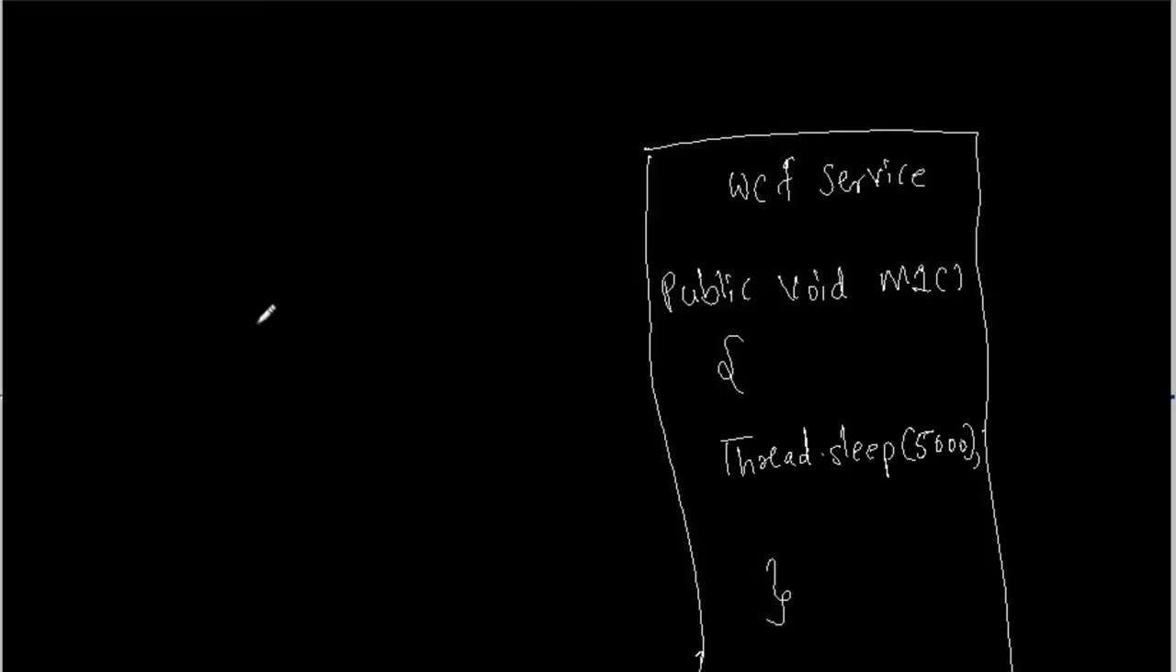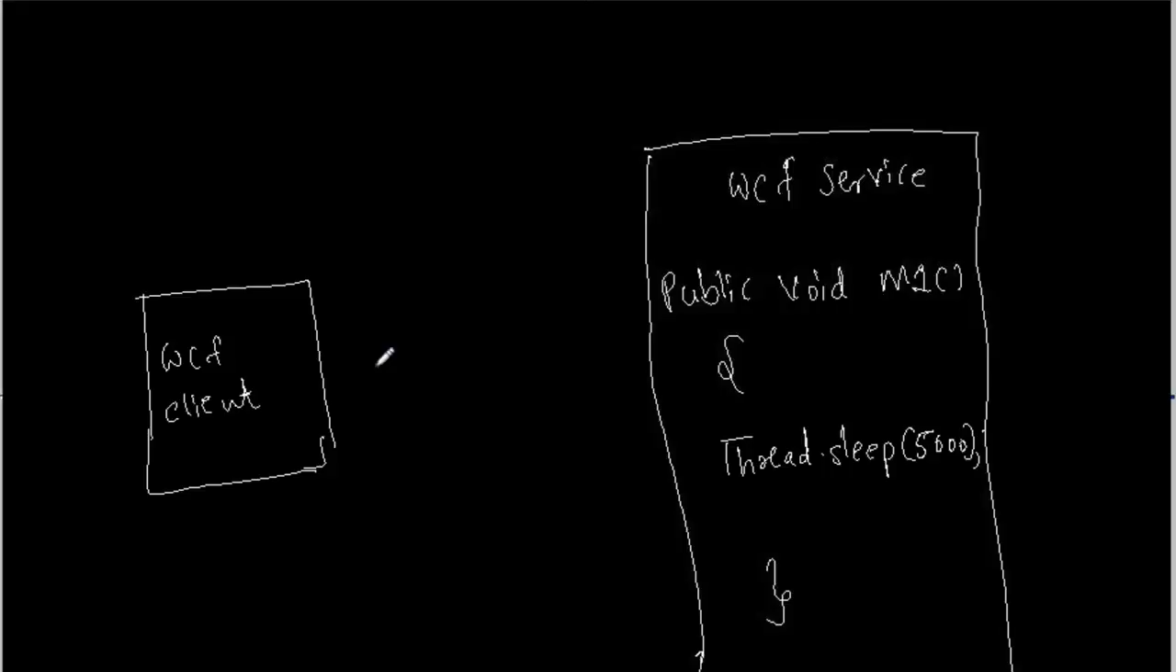And this WCF service is consumed by a simple WCF client. So basically, we have a simple WCF client here, which is a console application you can think about, who consumes this WCF service. In other words, he actually makes a call to this method M1. Now the way this whole thing will work is as follows. The WCF client will make a call to method M1. The method M1 will execute and wait for 5 seconds and then come back.